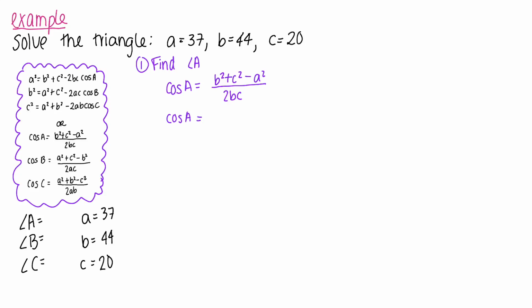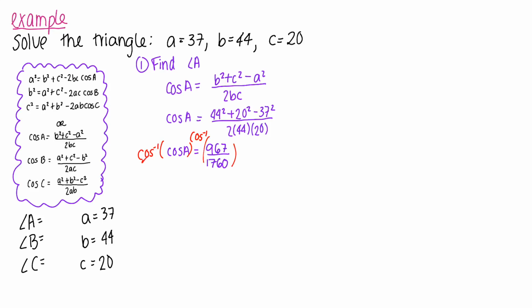So cosine A is equal to 44 squared plus 20 squared minus 37 squared all over 2 times 44 times 20. So just plugging in those values. I'm going to go ahead and quickly simplify this piece on my calculator. And the calculator gives me 967 over 1760. To get the angle by itself, I'll take cosine inverse on both sides.